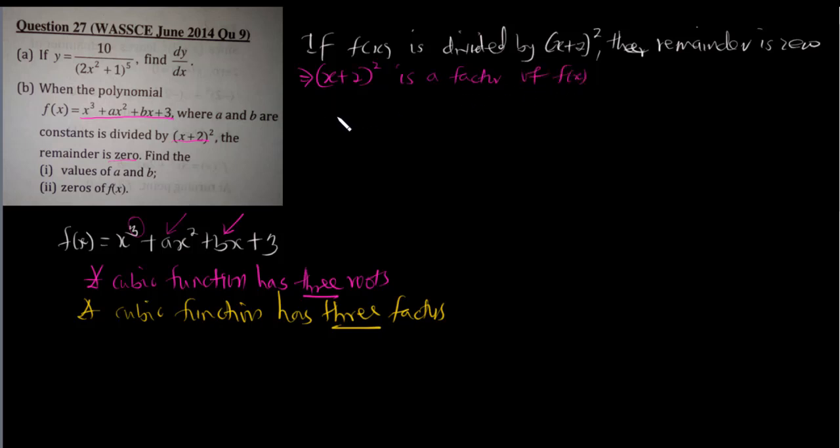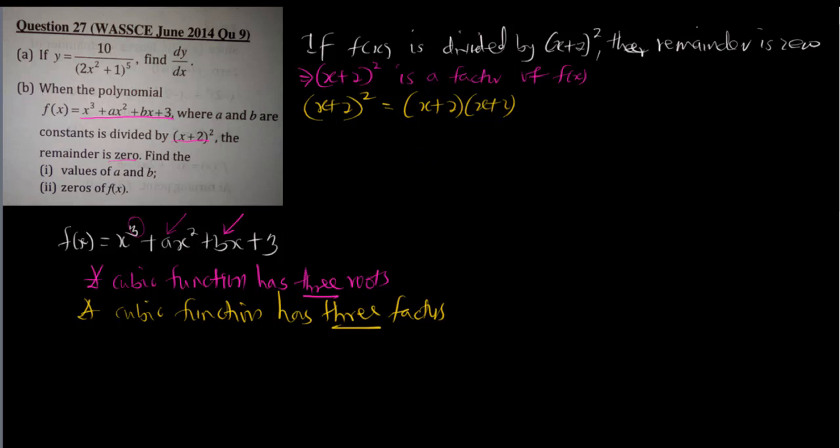Now (x plus 2) to the power 2 is a quadratic, and it has 2 linear repeated factors. So what we can say is that (x plus 2) raised to the power 2 is equal to (x plus 2) times (x plus 2). You have to understand that if (x plus 2) raised to the power 2 divides the function f of x to give 0, then any of its linear factors will also divide f of x to give 0. That is also a factor.